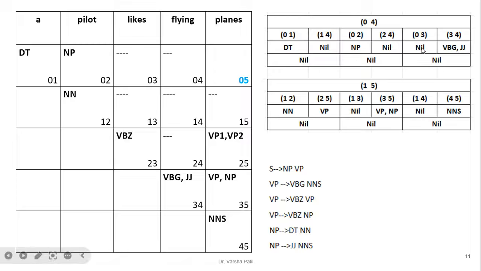Now nil, nil, nil, so the answer is nil. So here dash dash is coming. Now we only need to solve this last cell, 0 5, and here the S must come, otherwise the statement does not get passed. So here the tree is not generated.